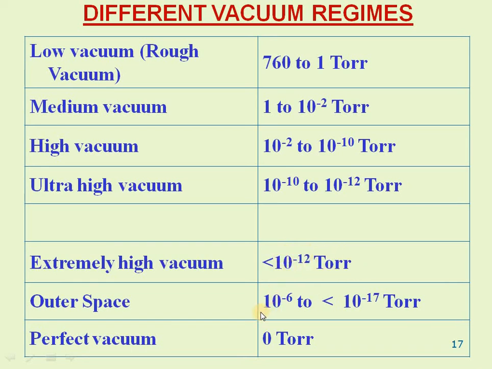And pressure ranges exist from 10 raised to minus 6 to say 10 raised to minus 17 torr in free space. And of course, in perfect vacuum, it is 0 torr, but it is not practically possible. But still, in the theoretical context, we write 0 torr as the perfect vacuum, which is not practically possible.